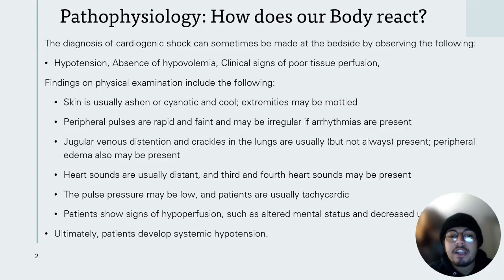Jugular vein distension and crackles in the lungs are visual, but not always present. It's just one of the things that you have to keep a lookout for. Peripheral edema also may be present. Heart sounds are usually distant, and third and fourth heart sounds may be present. The pulse pressure may be low, and patients are usually tachycardic. Patients show signs of hypoperfusion, such as altered mental status and decreased venous return. Ultimately, patients develop systemic hypotension, so you'll start seeing the blood pressure drop drastically.